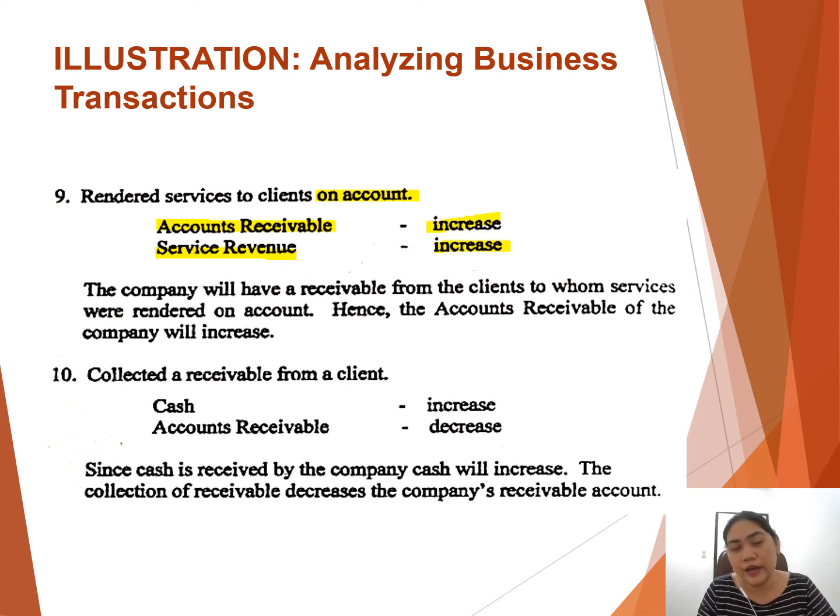Okay? So, what are the elements that are affected here? Asset lang. What specific accounts? They are the cash and accounts receivable. So, what is the effect on each account? On cash, the effect is increase. Bakit? Kasi 'di ba, binayaran ka ng kliyente mo, nakatanggap ka ng cash. That's why it is increase. When it comes to accounts receivable, it is decrease. Why decrease? Kasi nga 'di ba nagbayad yung kliyente, that's why yung pautang mo sa kanya nabawasan 'yun. Okay? So the effect is decrease.